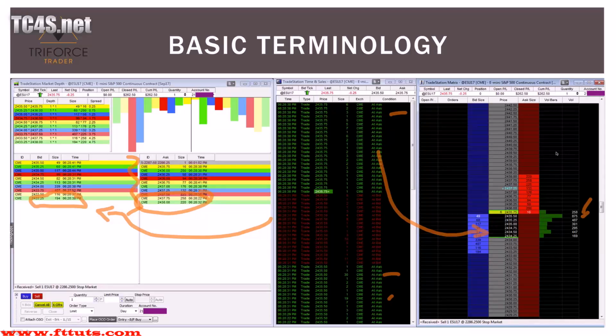And then it's going to put it with, this is called a dome. It's going to build a dome, where the most volume has gone off. And some people just like to look at that.